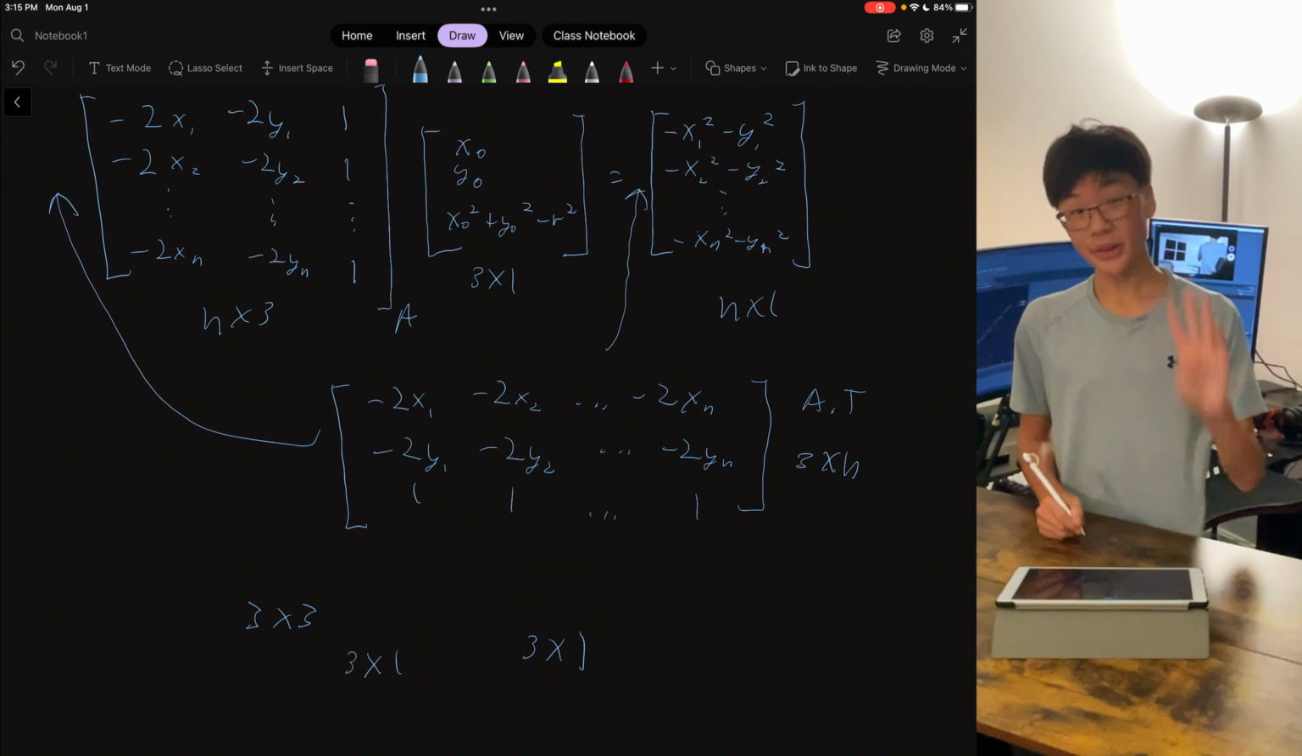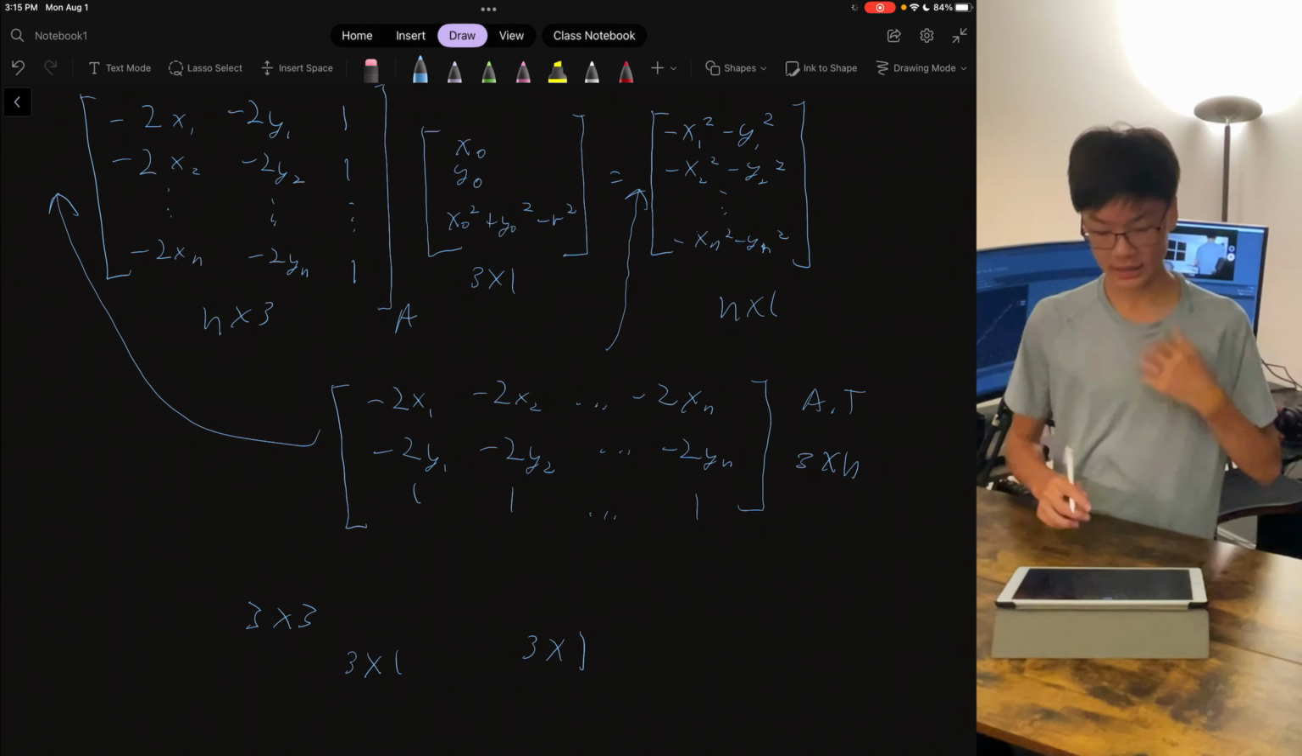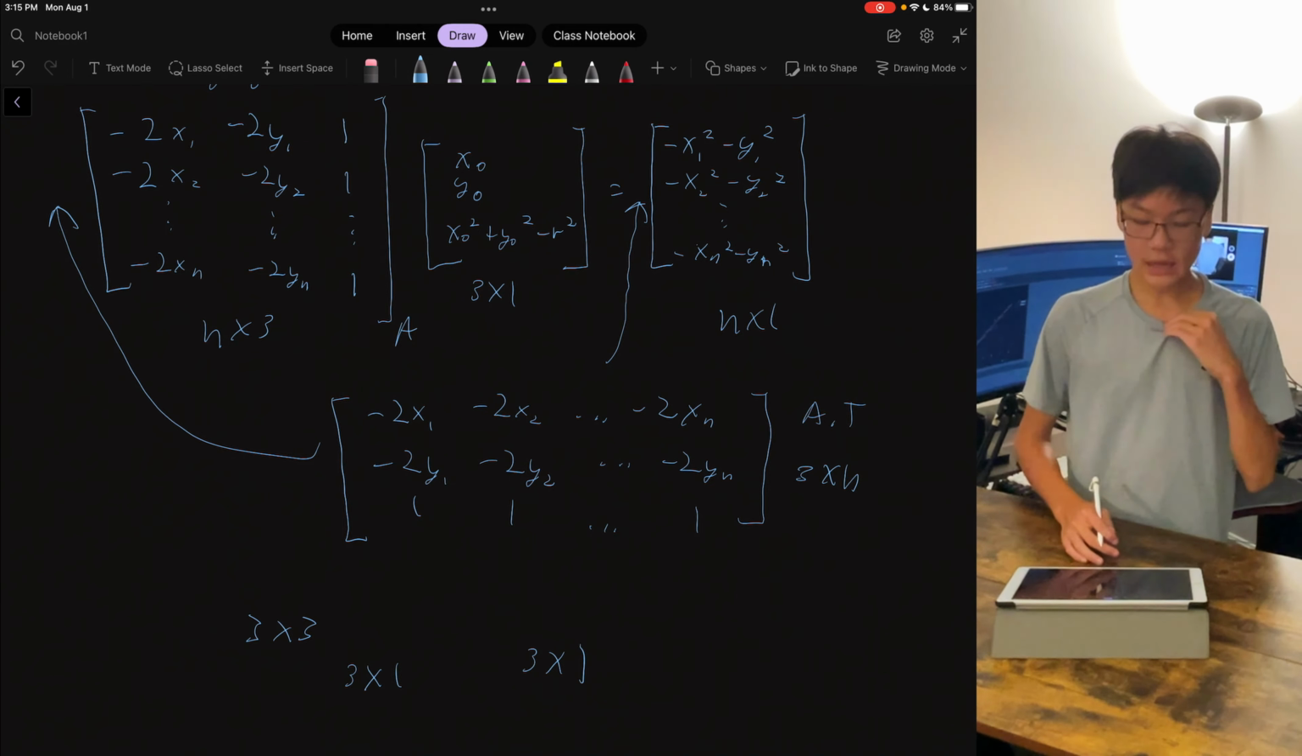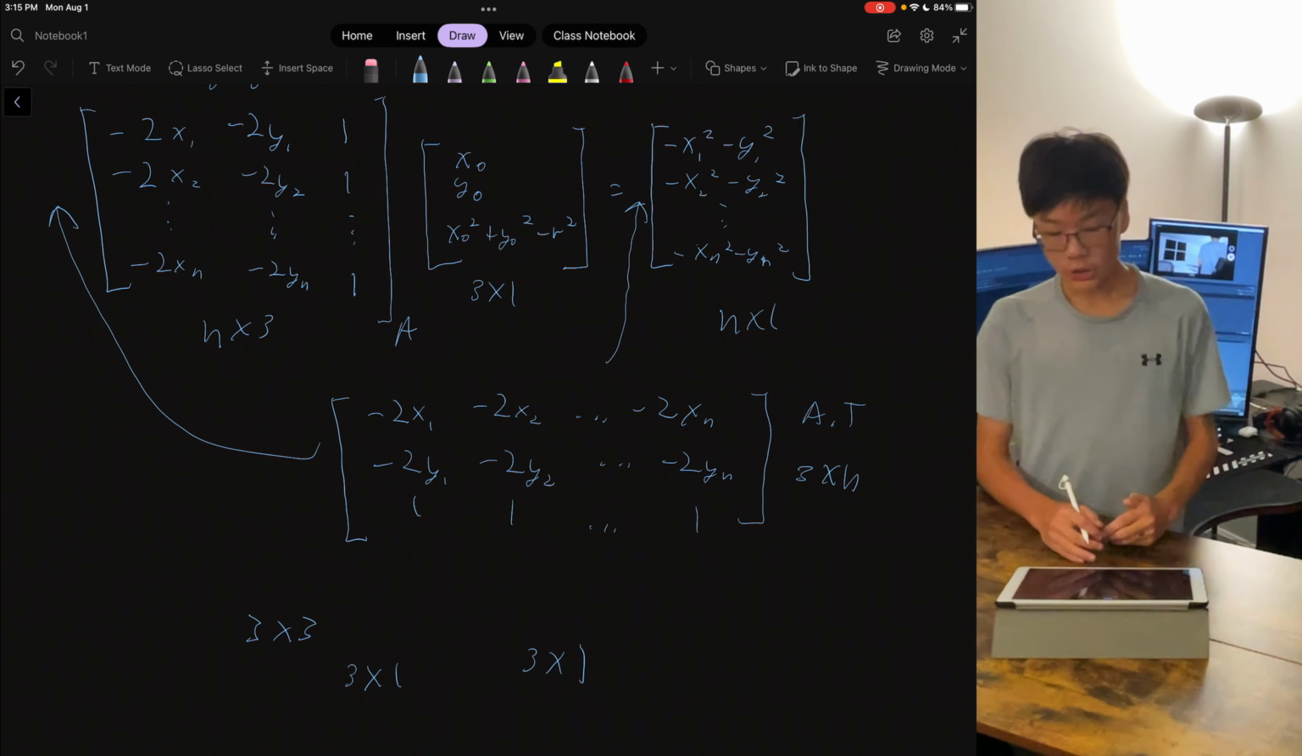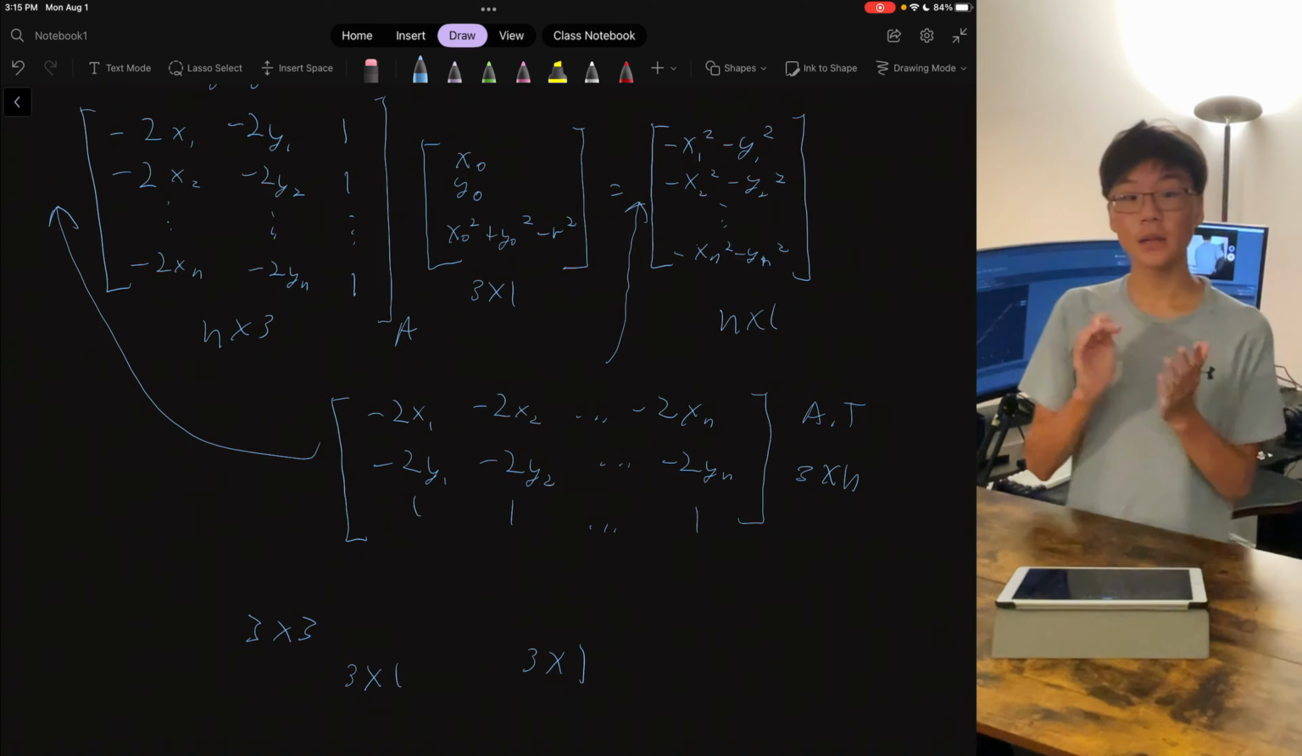So now we have our 3 equations and 3 unknowns, and this would allow us to find our center, and using that we could find our radius. So let's go back to Collaboratory and plot this out.